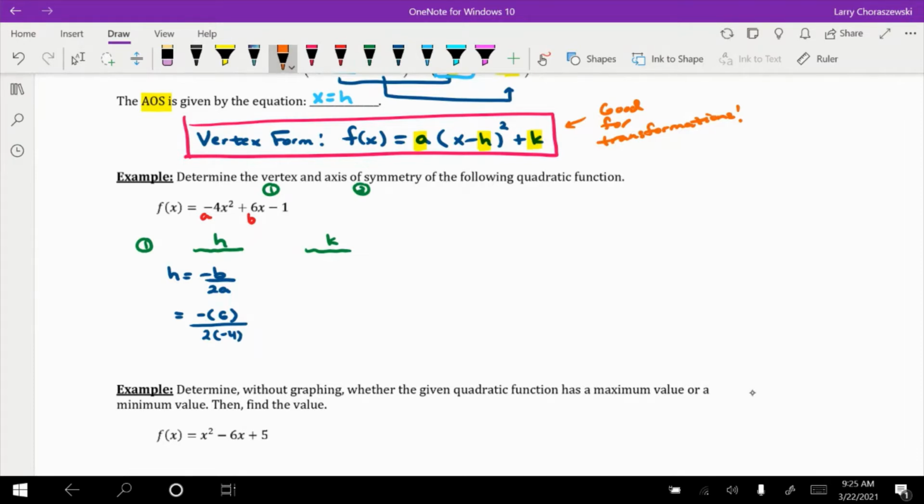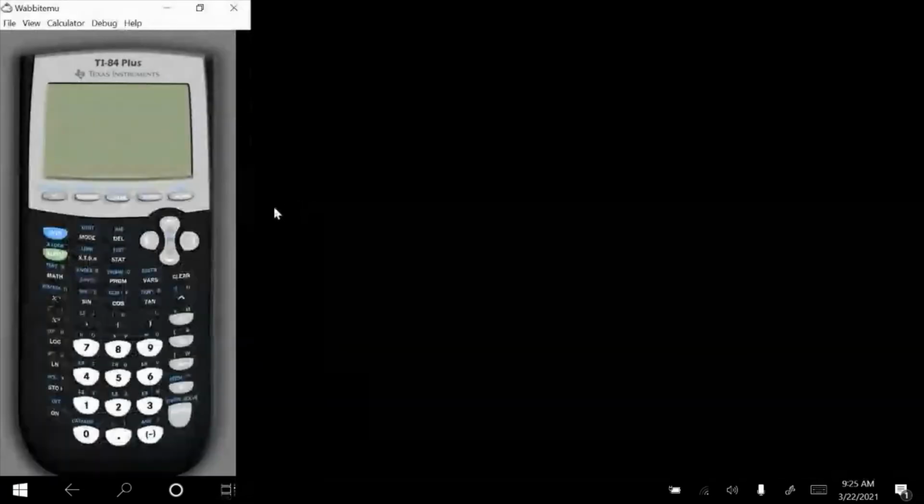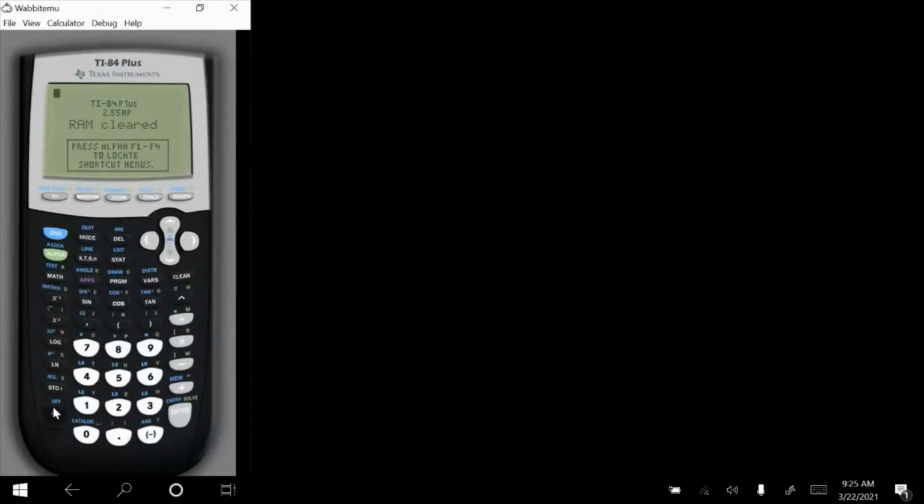Now, I do want to share with you a little tip. In the denominator will always be multiplication of 2 times a number. And if you type this into your calculator, you can actually get 2 different results based on the usage of an extra set of parentheses or not. So I want to show you on my graphing calculator what that looks like. So let's say we had -6 divided by 2 times our value of a, which is -4.